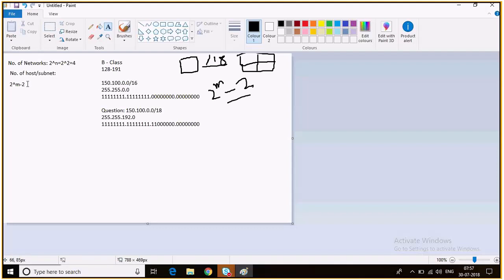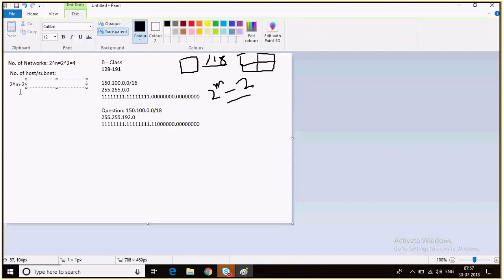M is 14 now, right? If you still don't understand that, you just need to count this. This is where the binary representation of a subnet mask will be handy, right? This will help you in removing this error at this stage. So I have 2 raised to power m minus 2. So I have 8 plus 6 equal to 14.